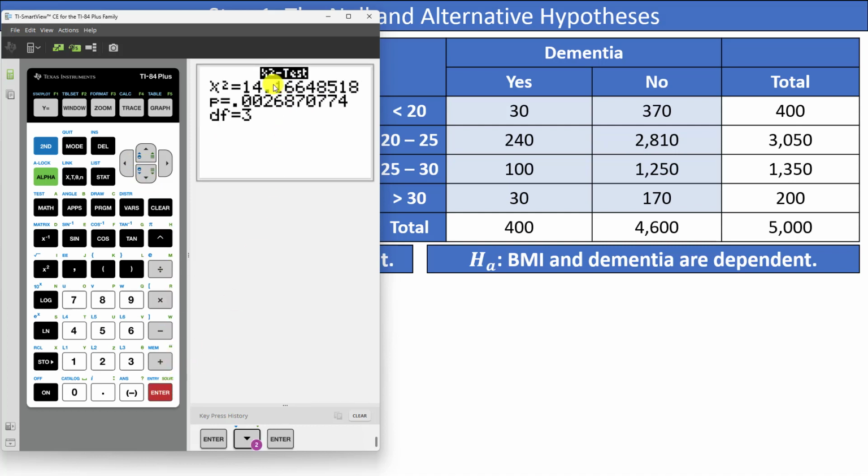And you'll see here it gives me a couple of numbers. It gives me what we call a chi-square test statistic, as well as a p-value. You're going to want to write down those two numbers. And also it does give you the degrees of freedom.